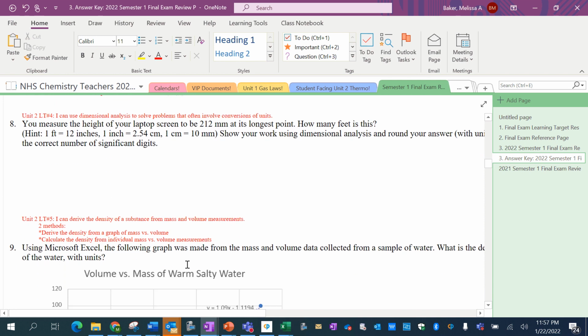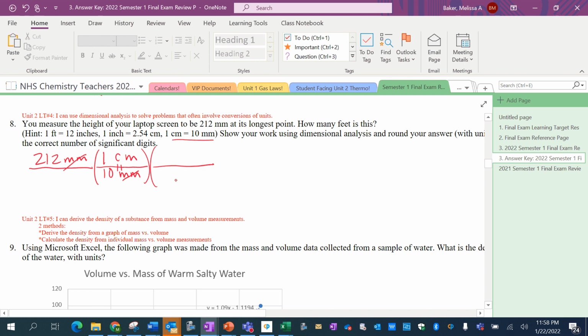Next, dimensional analysis. You measure the height of your laptop screen to be 212 millimeters at its longest point. How many feet is this? Show your work using dimensional analysis. Okay, so let's see. We can get millimeters into centimeters. 10 millimeters, we want millimeters to cancel out, is equal to 1 centimeter. We know we want centimeters on the bottom now because we want that to cancel out.